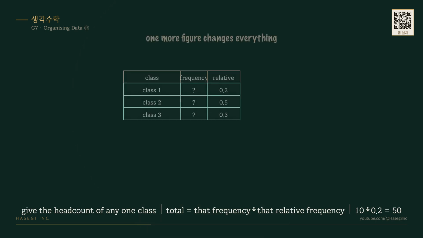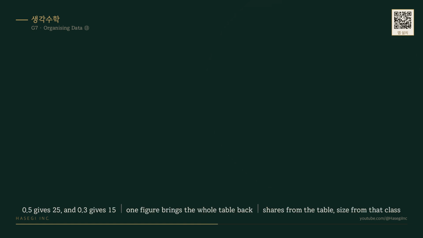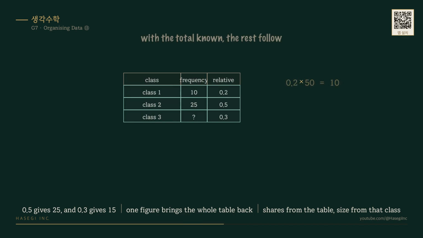Now let one more thing be known and everything changes. Pick any class at all and tell me its head count. Say the class whose relative frequency is 0.2 holds 10 people. Then the total is that frequency divided by that relative frequency. 10 divided by 0.2 is 50. The total is out. With the total known, the rest follows in a line.